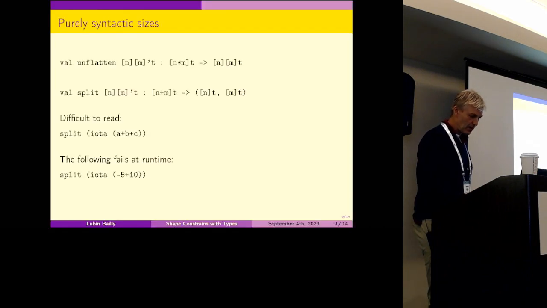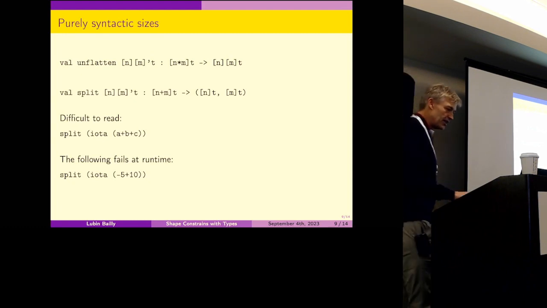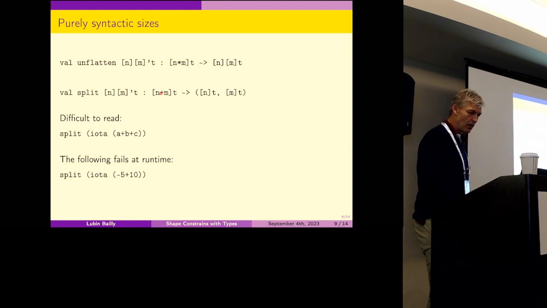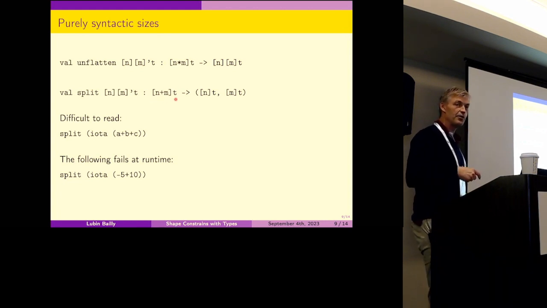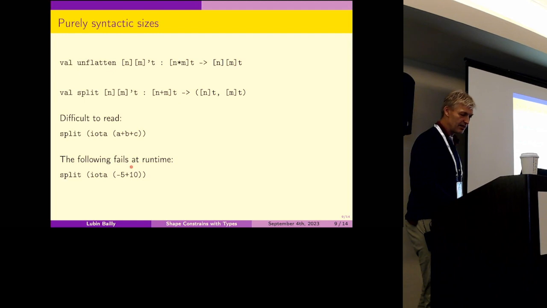Of course, it might be a little bit difficult sometimes to read what really happens with this iota a plus b plus c. So you need to know about the associativity of the operators, and of course, to actually reason about the sizes itself. And then, of course, also due to how split is implemented, you can see here that since the sizes can be negative while still providing an array which really has elements in it, then split needs to kind of fail if it turns out that n is negative itself. So that means that split may actually fail at runtime.